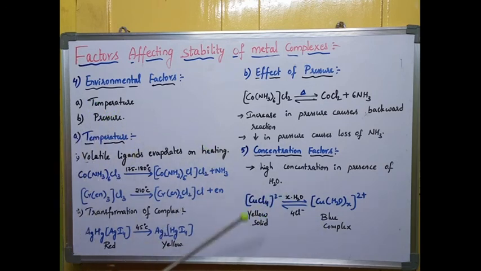If there is a smaller amount of Cl minus, then the reaction will not take place and the backward product may not be obtained. In order to get the backward product, I should add a higher concentration of Cl minus along with water. This reaction is taking place. So concentration also affects the stability of metal complexes. So this is completely about the factors affecting stability.